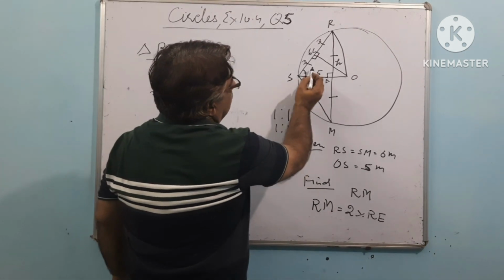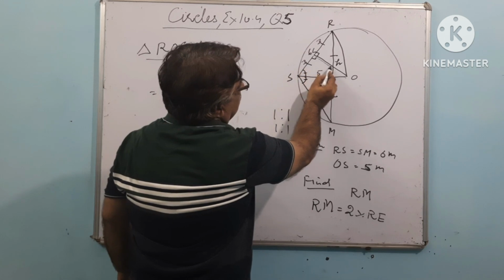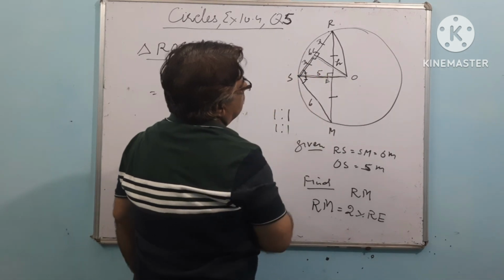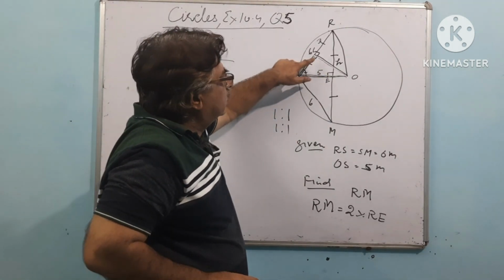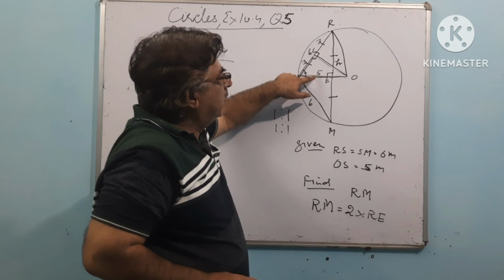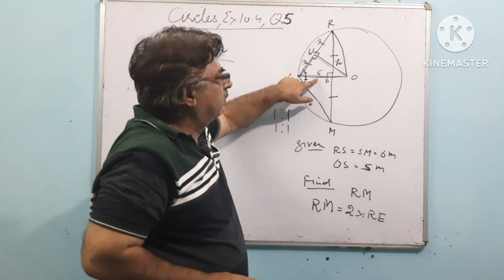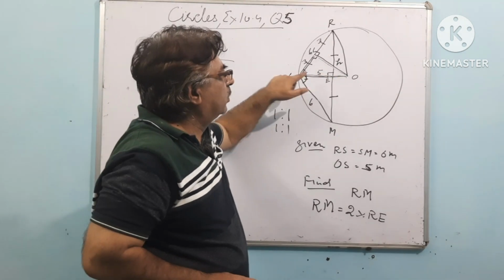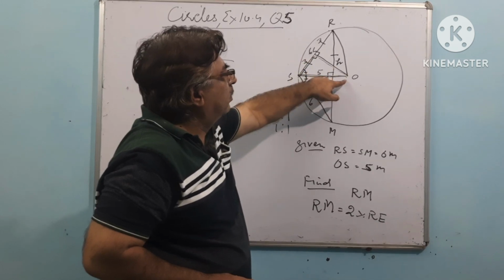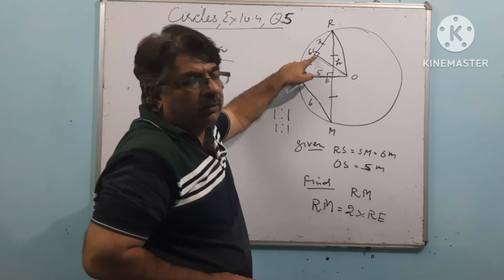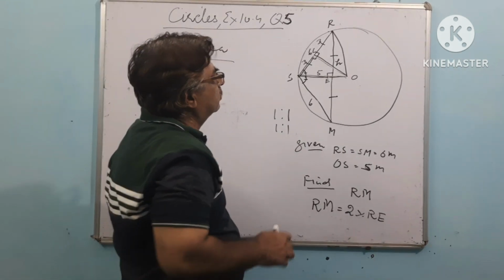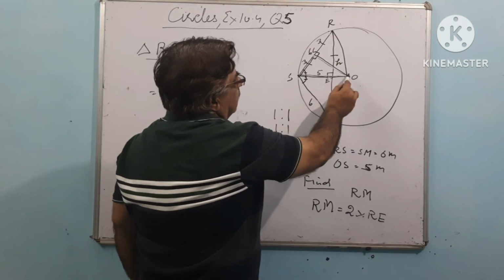Now concentrate on this triangle. This is a right angle triangle, and in this triangle the side opposite the right angle is 5 meters. It means it is the hypotenuse. The base is 3 and we can find OL, the perpendicular, and this will be the altitude of the triangle. Now there are two altitudes. One altitude is RE, another is OL.